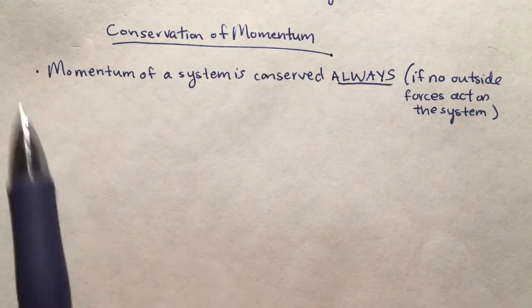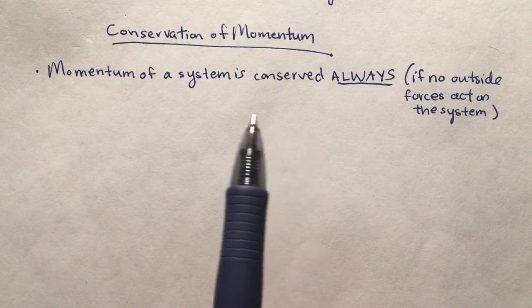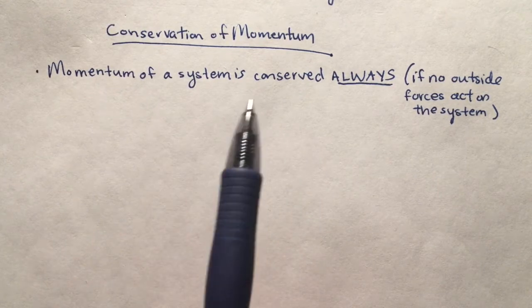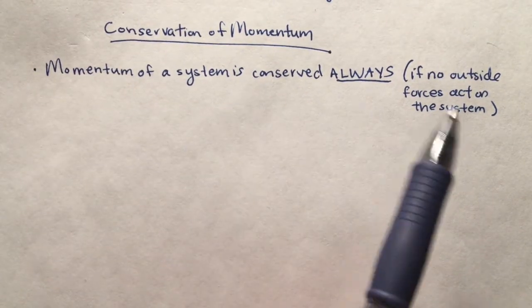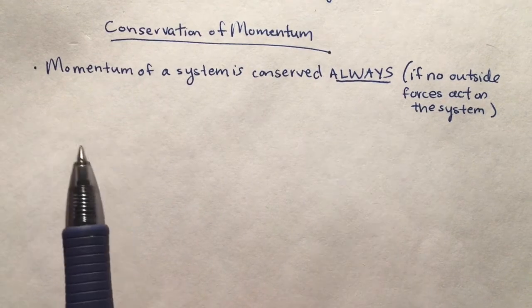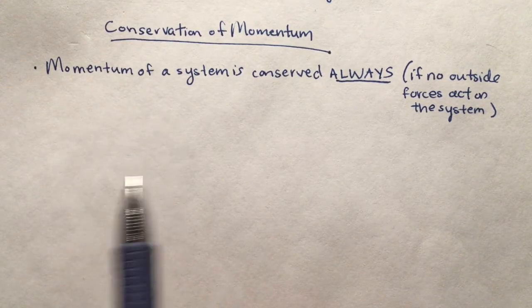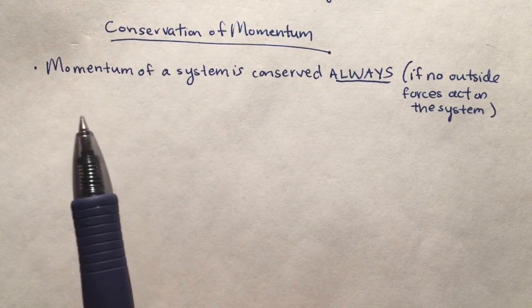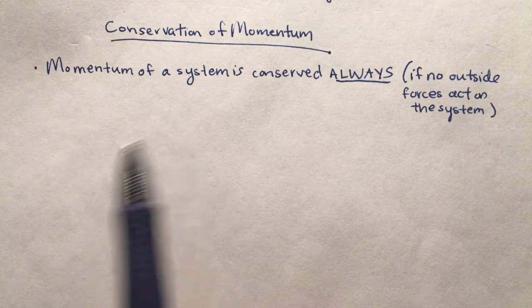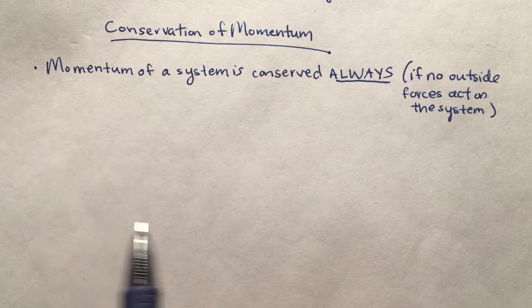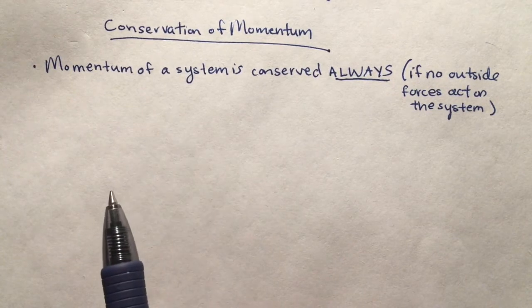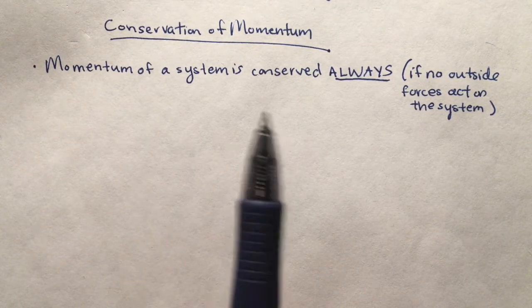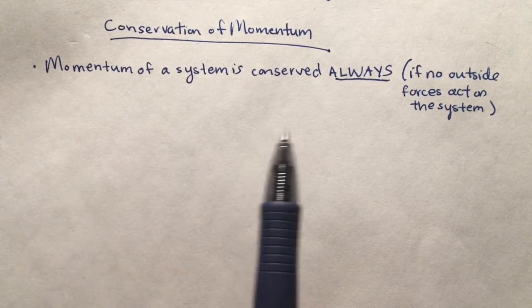So the total momentum of a system is always conserved. It's always going to stay the same if there's no outside forces. So if there are multiple objects in a system, the momentum can be transferred between the objects, but the total momentum of all of the objects in a system is always conserved. It will always stay the same.